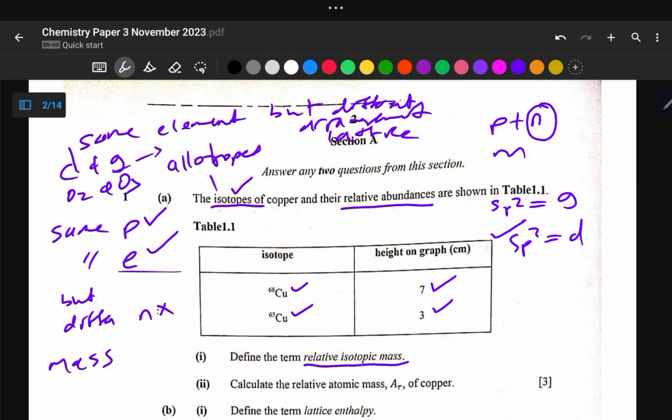Here we are given abundance, which is defined as the percentage occurrence of the isotope in the naturally occurring element. So you should know the definition of each and every term within that topic.